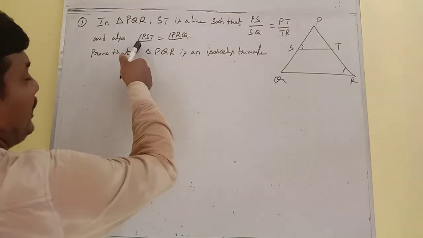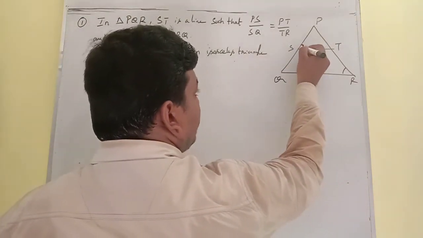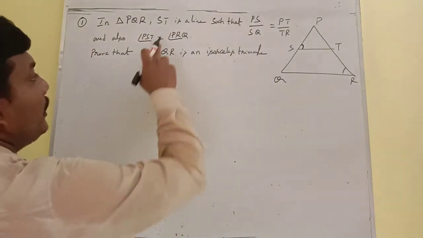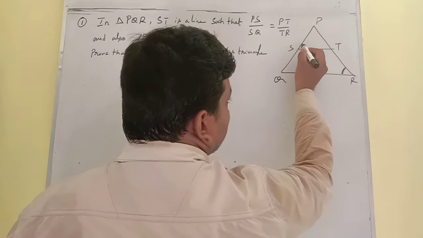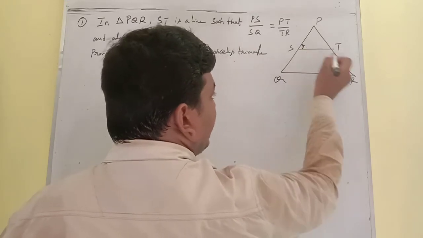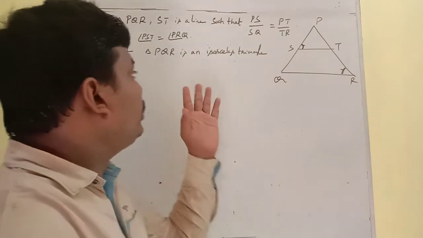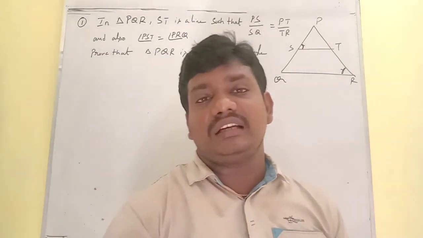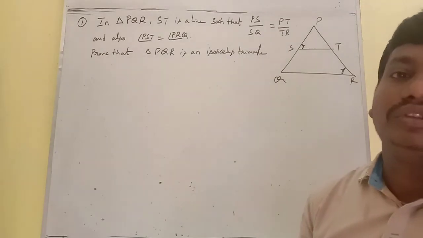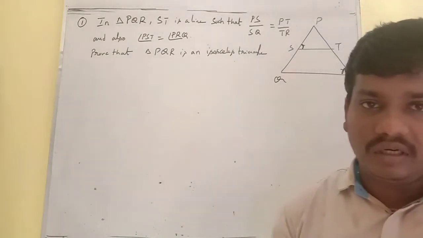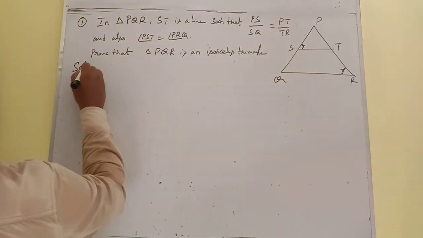And also angle PST is equal to angle PRQ, that is, this angle is equal to this angle. These two angles are equal. Prove that triangle PQR is an isosceles triangle. This question we have to solve by using the basic proportionality theorem. Let me see the solution for this.